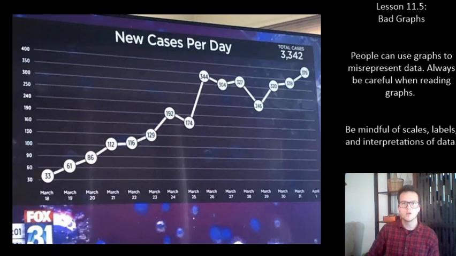All right, here's another one. COVID cases, again, early on. There's only 3,300 cases or whenever this was. So it looks like it went to April 1. I don't know. It looks like it's in the U.S. somewhere. I don't know. But it goes up. That's fine. We know cases happen.